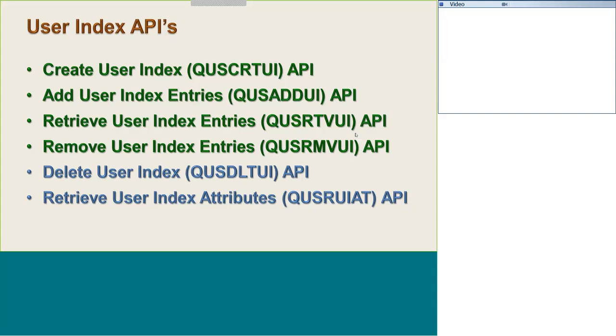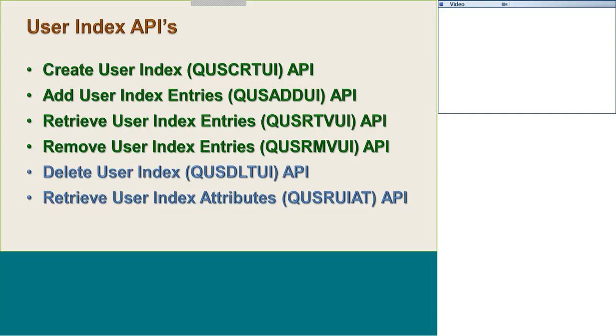Now, when we look at the APIs, because again, this is another type of object that is managed and handled by APIs. You can create a user index using an API. You can add entries to that user index. There's an API to allow you to do that. You can retrieve user index entries from the user index. Now, you can also remove user index entries.